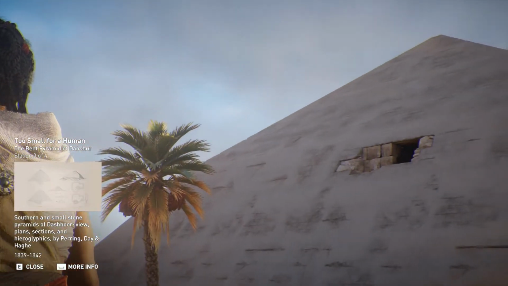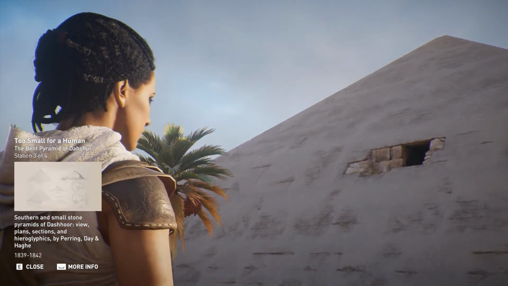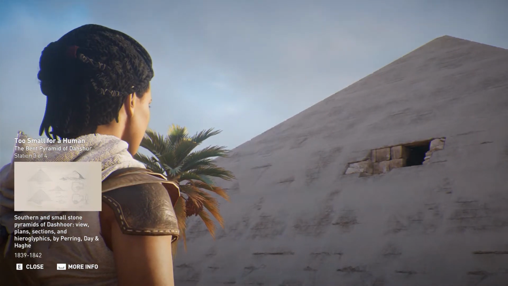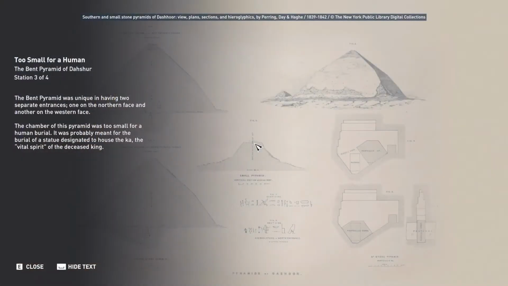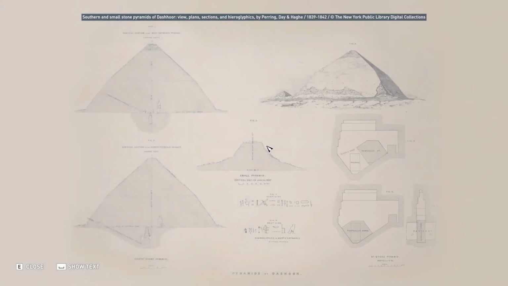The Bent Pyramid was unique in having 2 separate entrances, one on the northern face and another on the western face. The chamber of this pyramid was too small for a human burial. It was probably meant for the burial of a statue designated to house the Ka, the vital spirit of the deceased king.